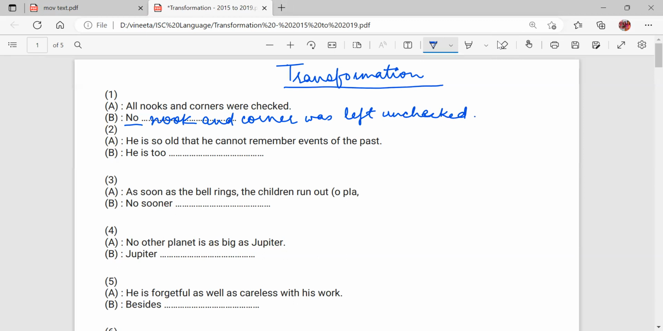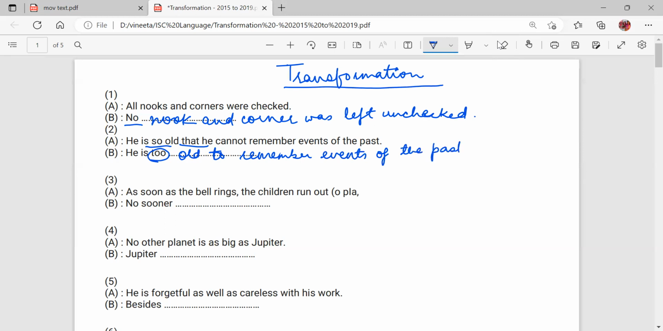Okay. He is so old that he cannot remember events of the past. Now, from this sentence, you have done it in class 10 too. The sentence is with so that, and you have been given adverb to. So that is always changed into adverb to too. So he is so old that he cannot remember events of the past. He is too old to remember events of the past.